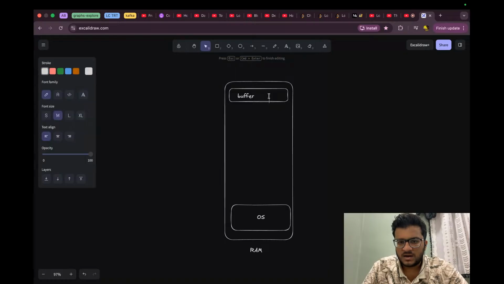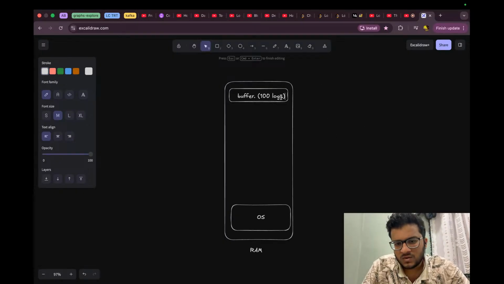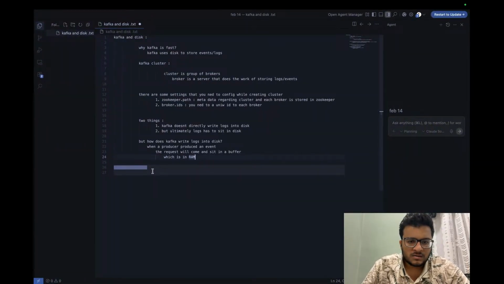So if there are 100 logs here, the CPU might be executing one event to store, but the remaining 99 will be waiting here. The request will come and sit in a buffer, which is in RAM.